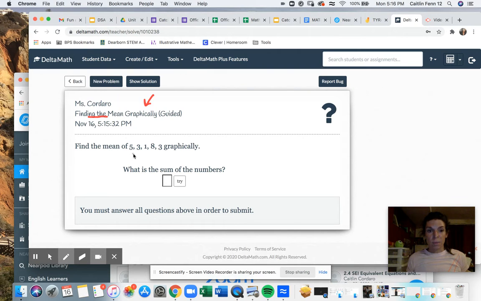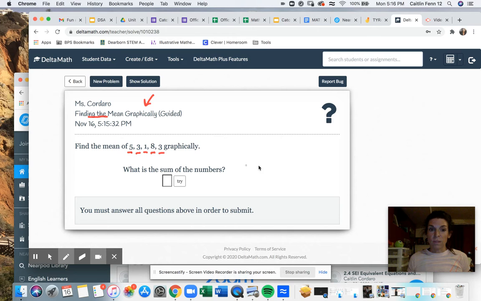In this example, maybe this is the number of times different students eat fast food in a month. So maybe one student eats fast food 5 times a month, another student eats fast food 3 times, another student only 1, another student 8, another student 3.